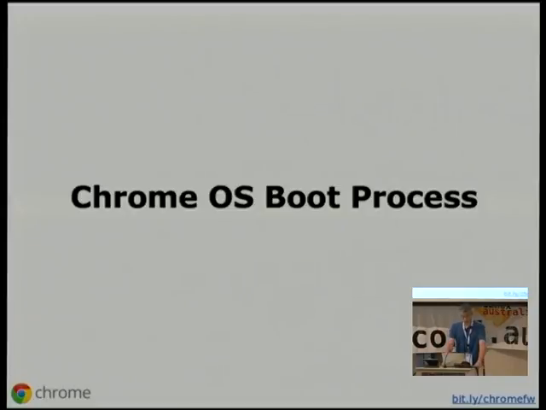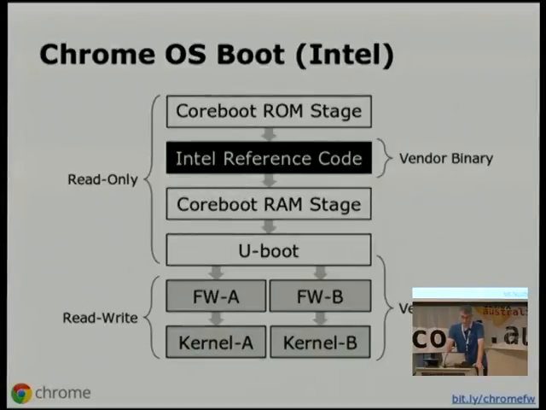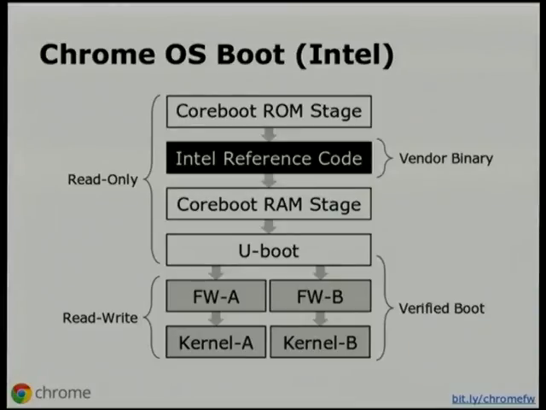Okay, I'm going to talk about the boot process, both for an Intel system and the ARM system. I mentioned earlier the stages of coreboot, so this one looks pretty familiar. We start up in ROM stage. I'm kind of skipping boot block here. We run this vendor binary that's closed that gets us memory. Then we go into RAM stage. We load U-boot, and then we load potentially a read-write firmware that might contain any fixes or updates. And then from there, it loads a kernel.